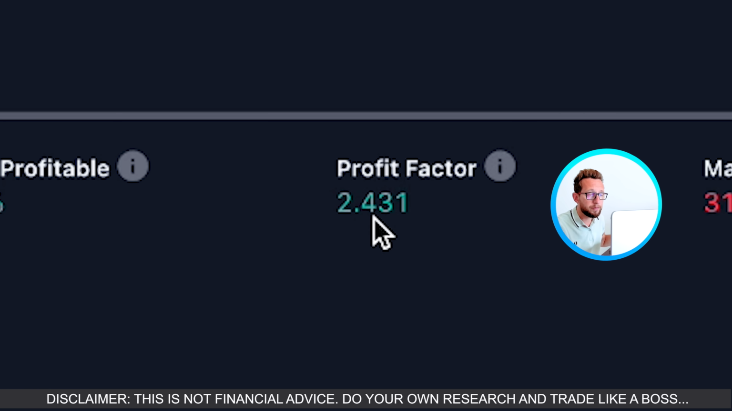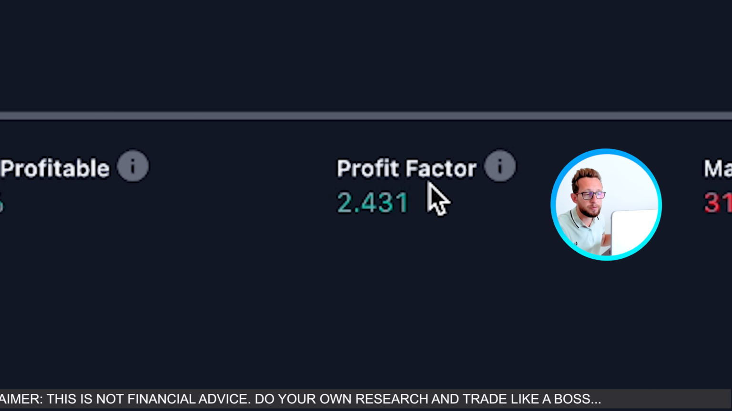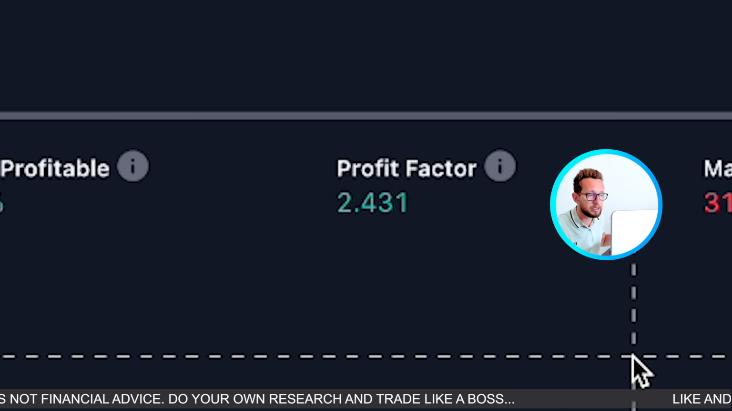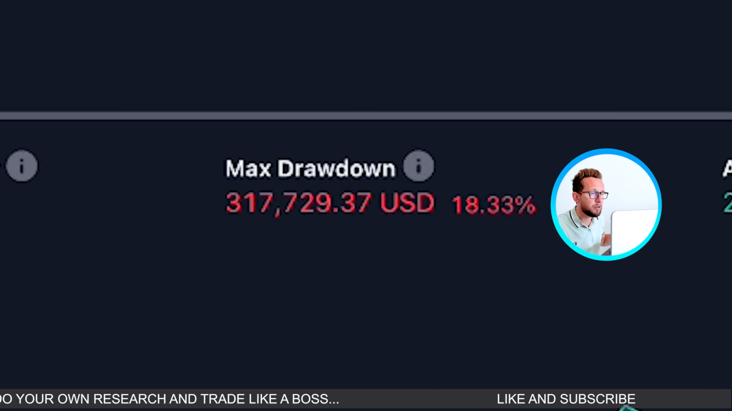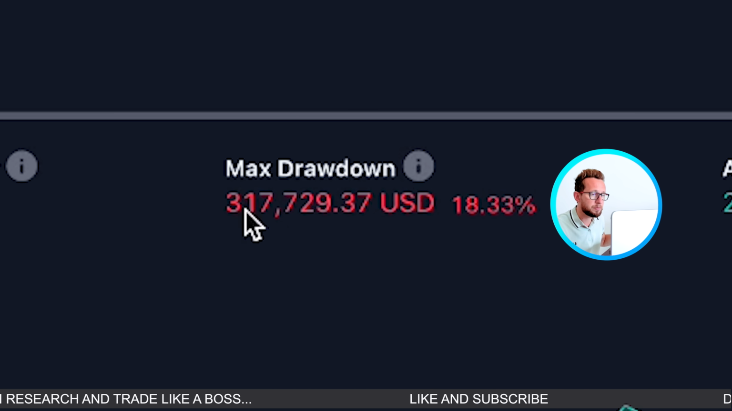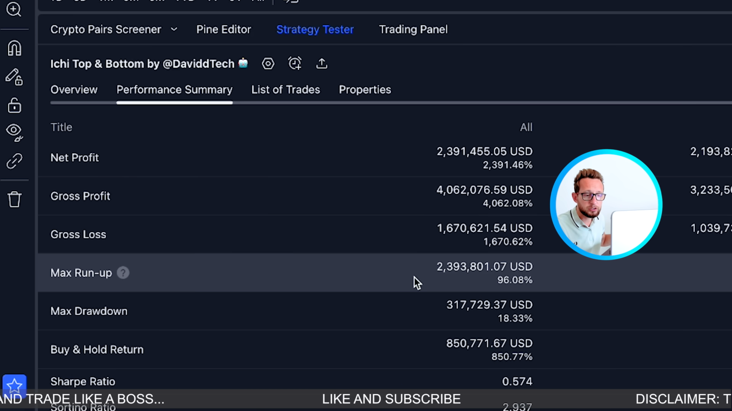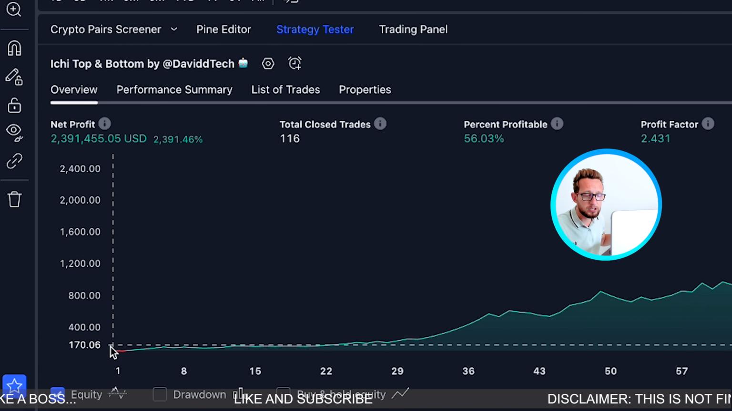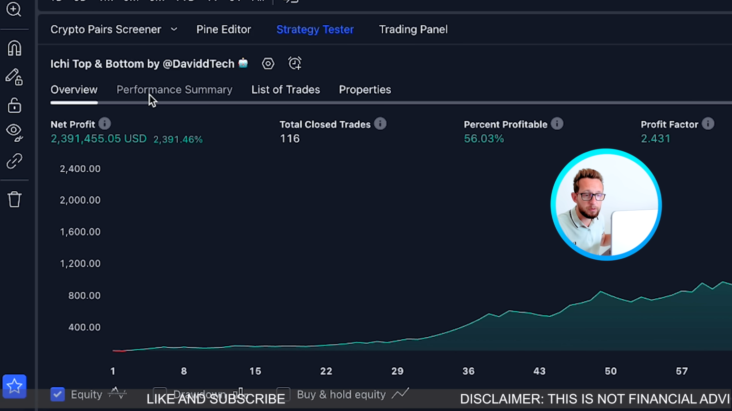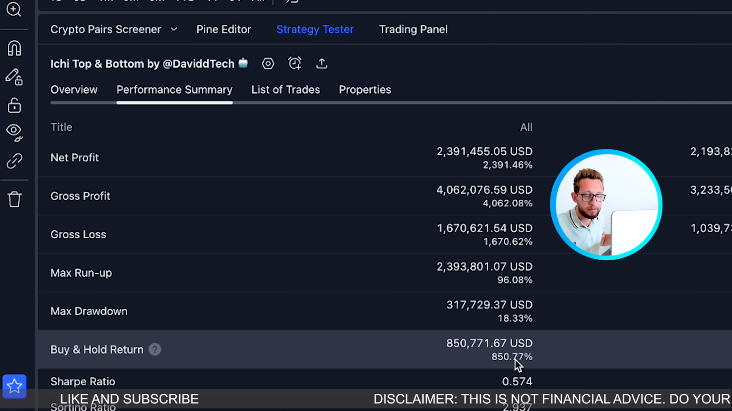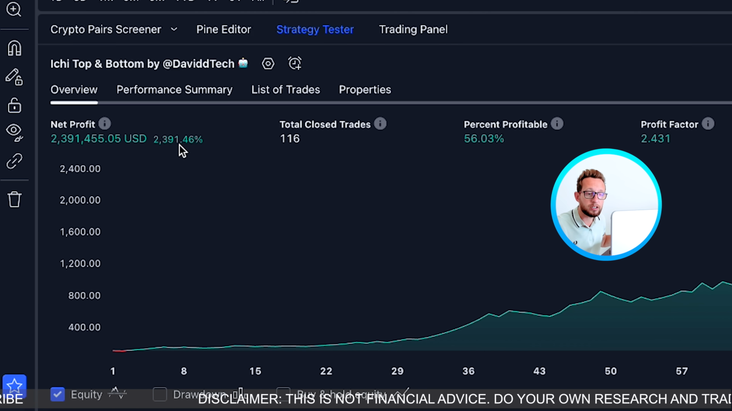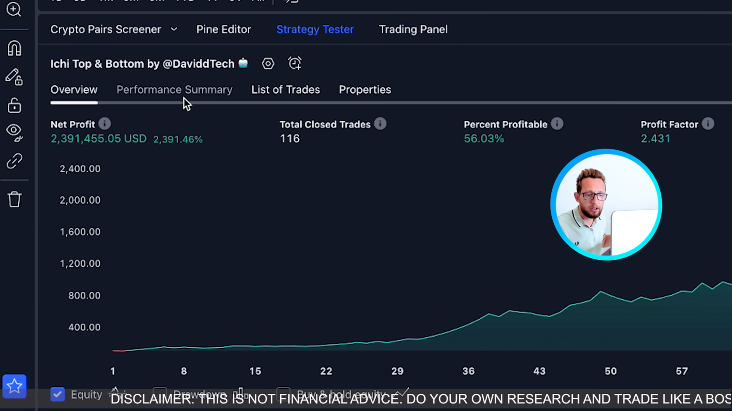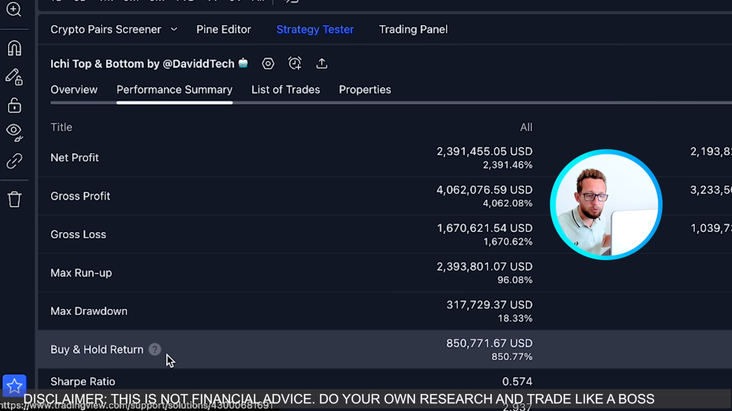A 2.431 profit factor, which is absolutely amazing. We have a max drawdown of 18%, knowing that we're on 10x leverage, which is brilliant. If I go over to the buy and hold ratio, if you would have purchased BTC here, you would have made 850%. With this trading strategy, we are up 2,391%. So we absolutely crushed the buy and hold return.